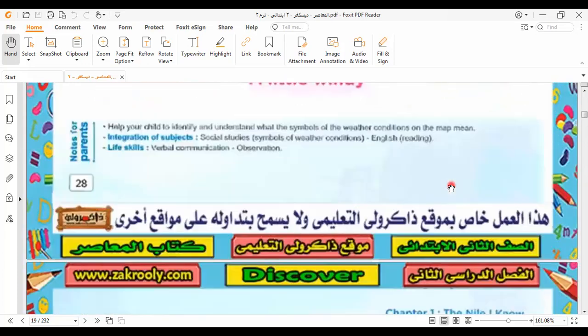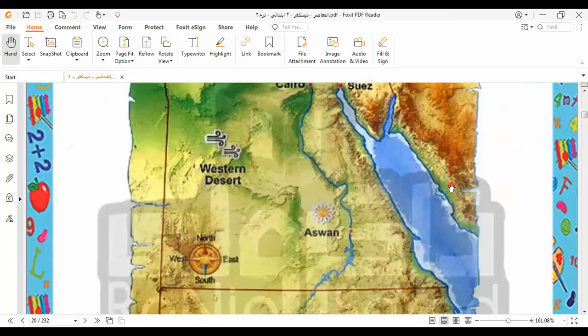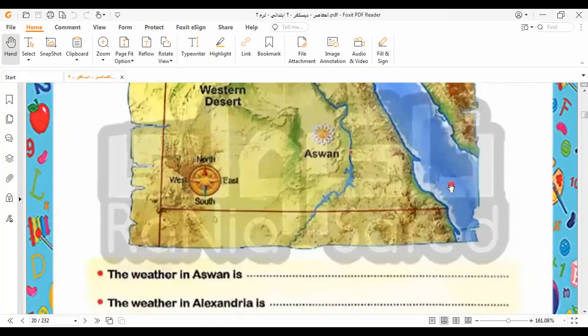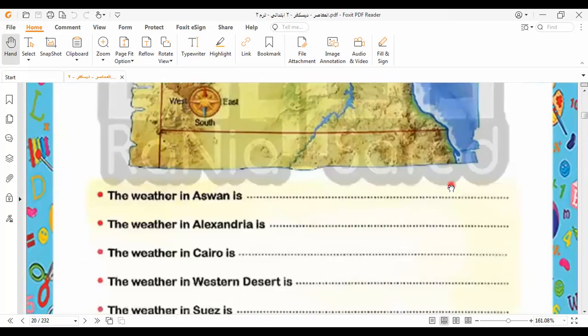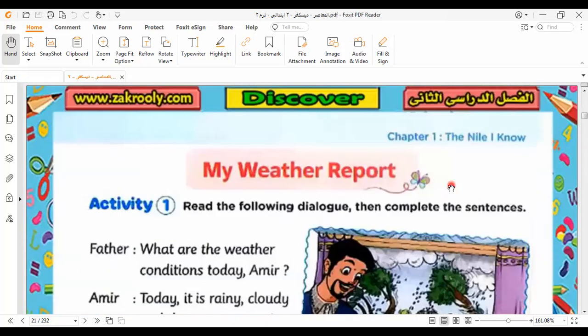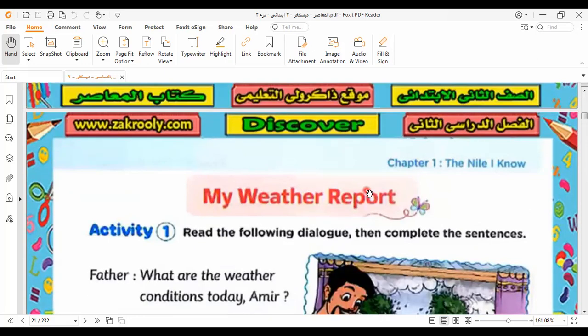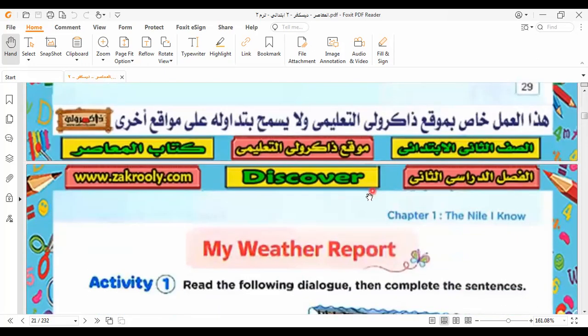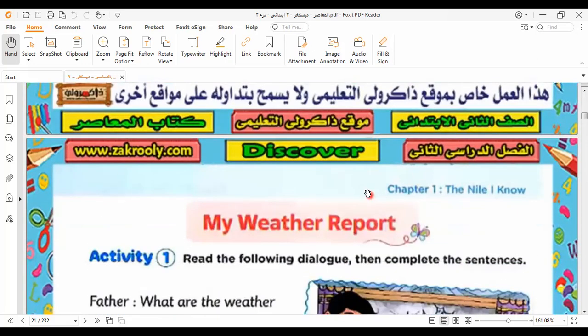Okay, another one. This is the map. I will leave it as homework to do: my weather report. I will stop here today. Next class, I will start this item.